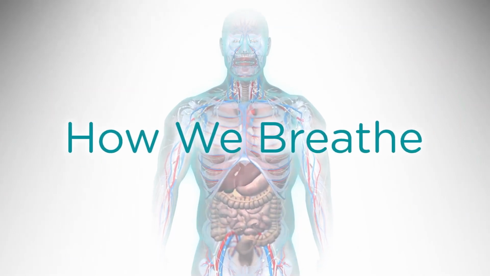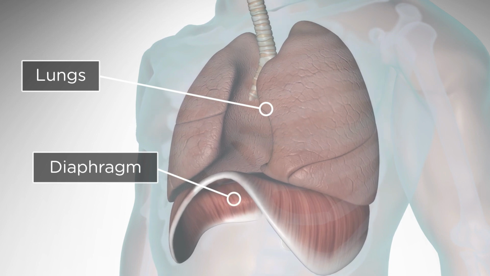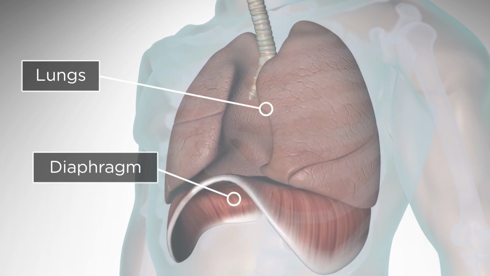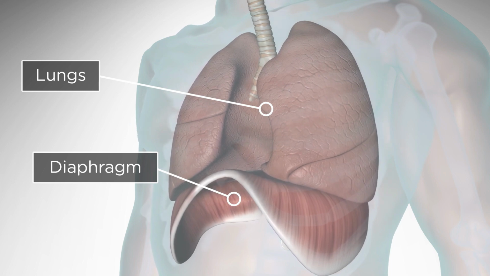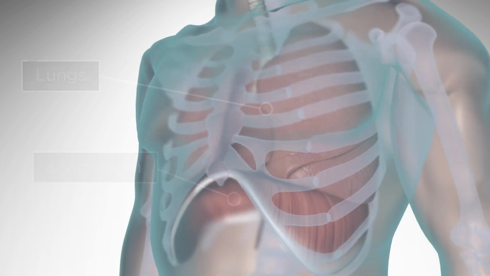The first step is taking air into the lungs. The large dome-shaped muscle called the diaphragm, which is located directly below the lungs, contracts and expands vertically, lifting the rib cage and allowing the lungs to fill with air.